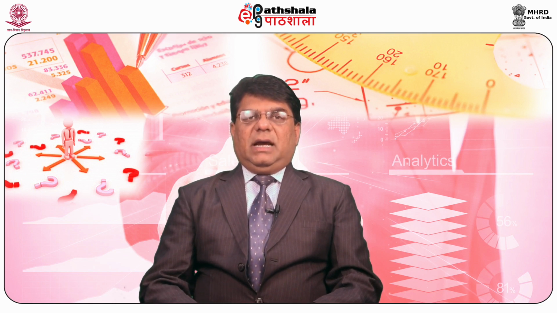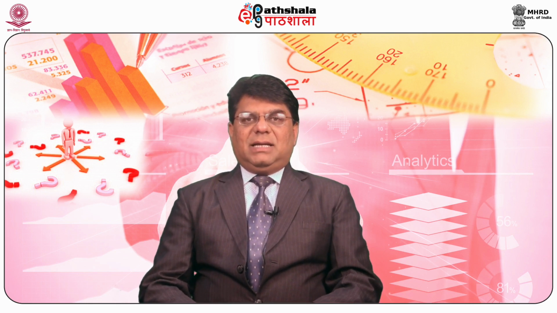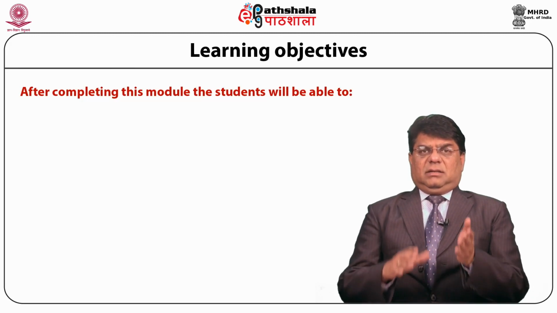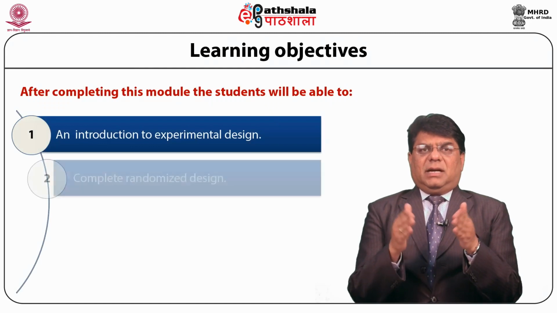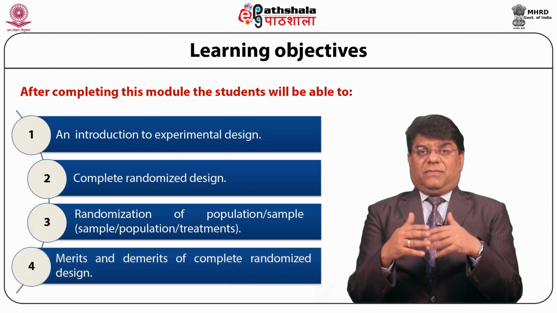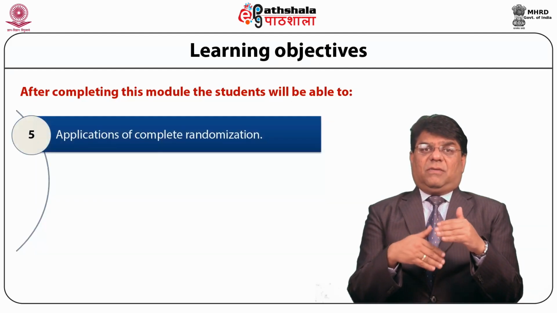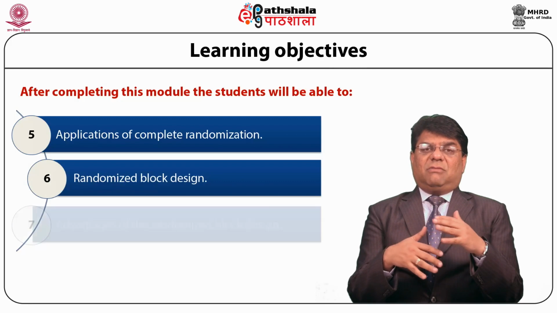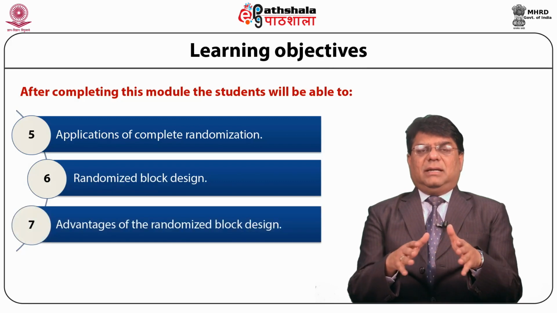Today we are going to talk on one module, that is Analysis of Variance and Experimental Design. An introduction to experimental, randomized and block design under the paper Quantitative Techniques for Management Decisions. After the completion of this module, the student will be able to understand the experimental design, the randomized design, the randomization of treatments, merits and demerits of the designs, application of the complete randomization and randomized block design, and what are the advantages of randomized block design.